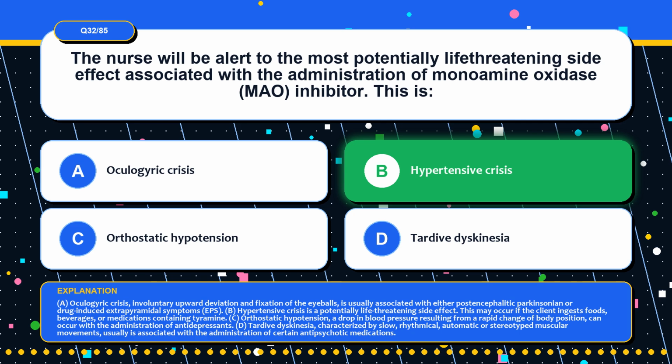C. Orthostatic hypotension, a drop in blood pressure resulting from a rapid change of body position, can occur with the administration of antidepressants. D. Tardive dyskinesia, characterized by slow, rhythmical, automatic, or stereotyped muscular movements, usually is associated with the administration of certain antipsychotic medications.